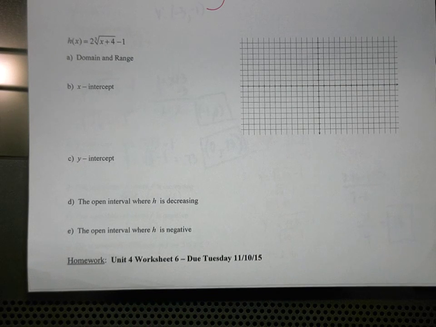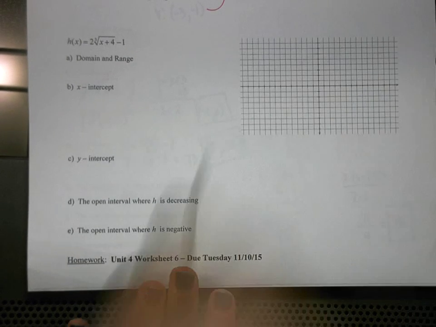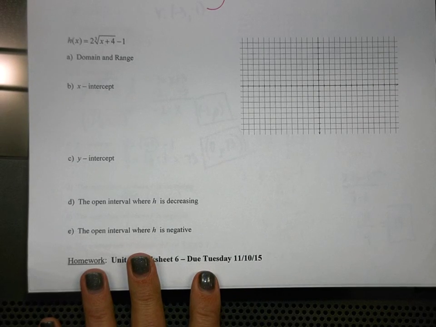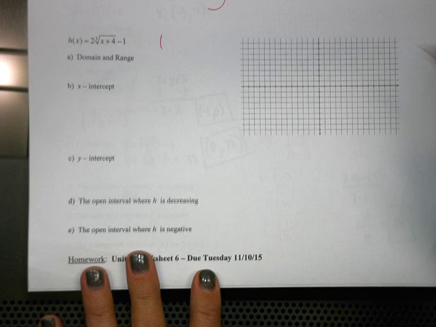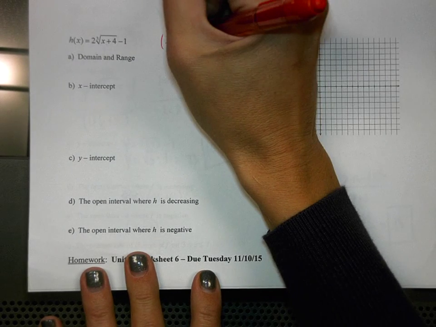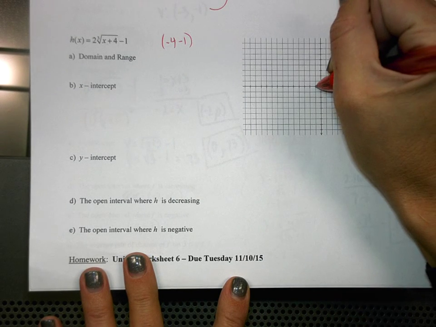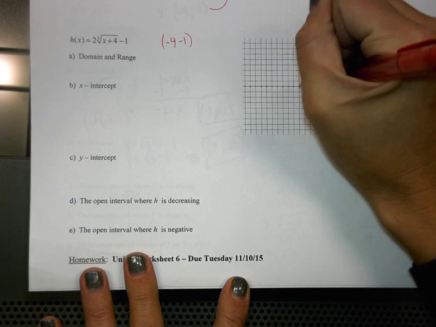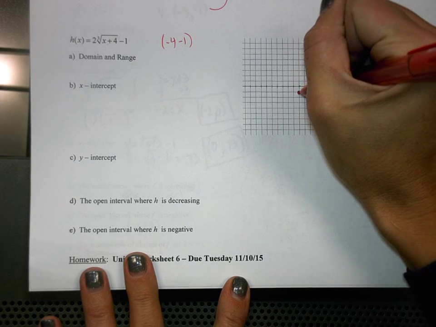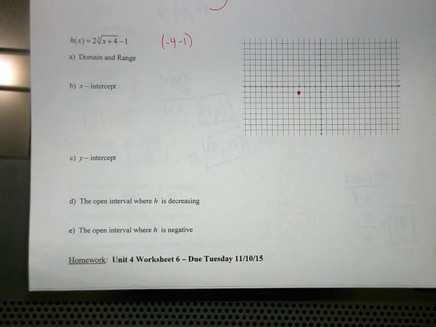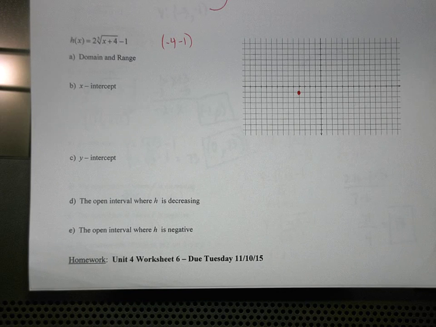Okay, we're going to start by putting our vertex. So what would be the vertex on this problem? Negative 4, negative 1. Good. Negative 4, negative 1. So we go left 4, 1, 2, 3, 4, down 1. Okay, next, let's go ahead and find our x-intercept and our y-intercept, and then we'll go back to domain and range.